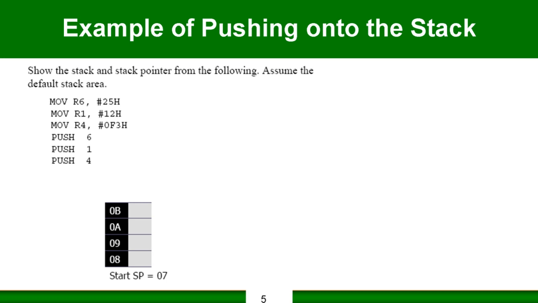Here we can see that there are basically 3 instructions. MOV R6, #25H: the hexadecimal value 25H is moved to the R6 register. MOV R1, #12H: in this case the hexadecimal value 12H is moved to the R1 register, which is basically RAM location 1. And similarly the hex value F3H is moved to the R4 register, which is basically RAM location 4.